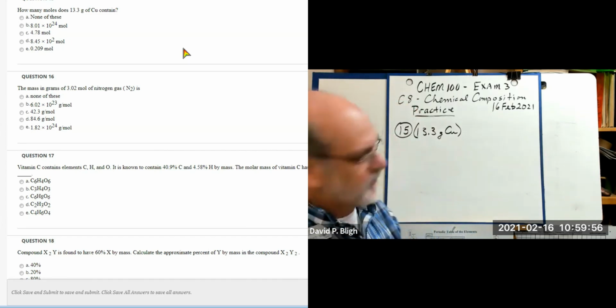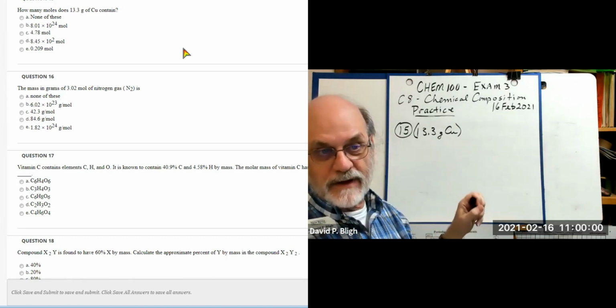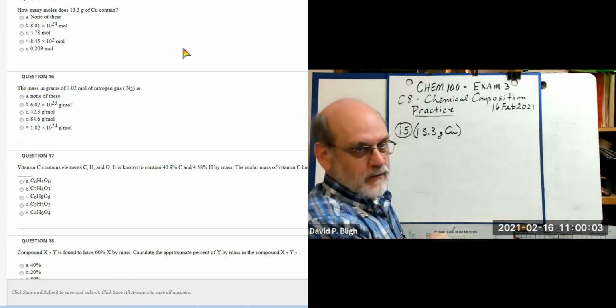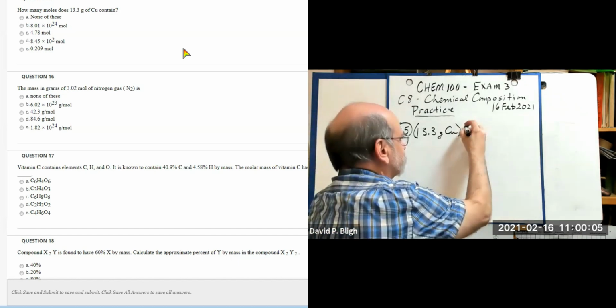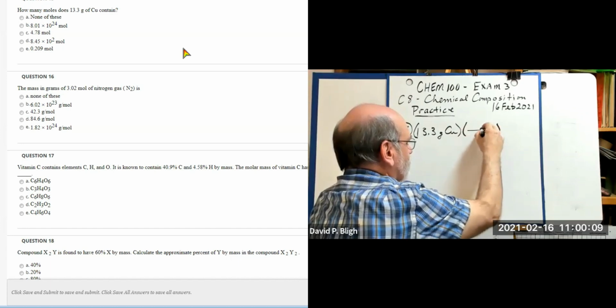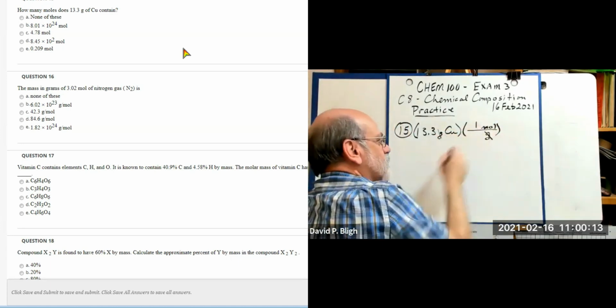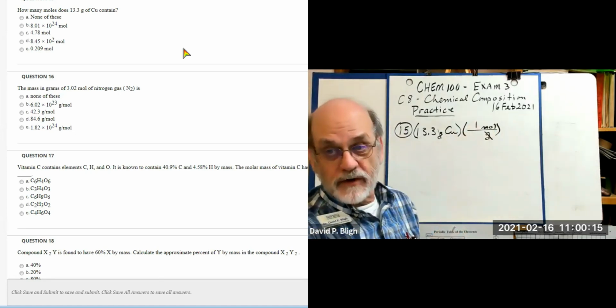Let's work it out. We got grams and we're headed for moles, right? How many moles does that represent? We need to cancel grams and leave us with moles. So the magic number is molar mass.